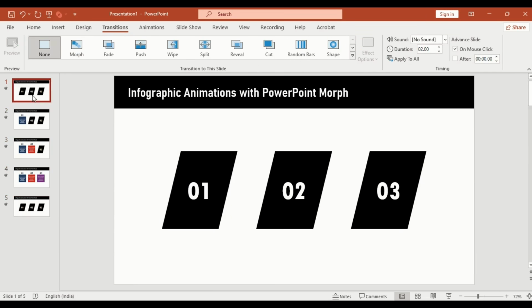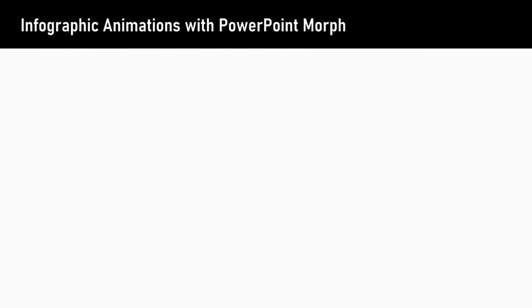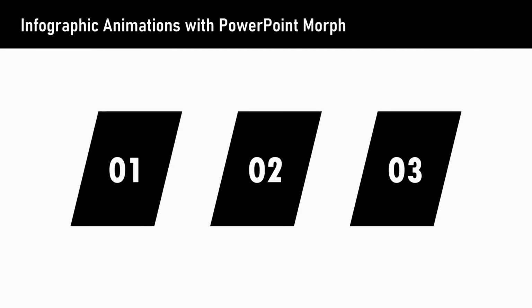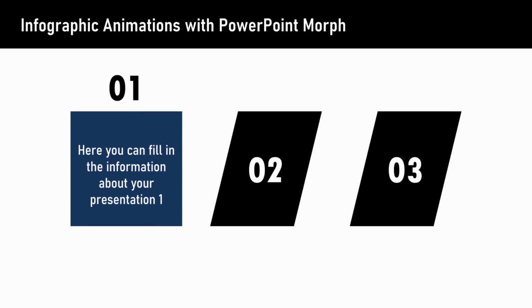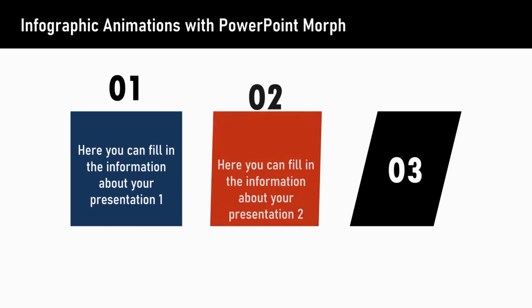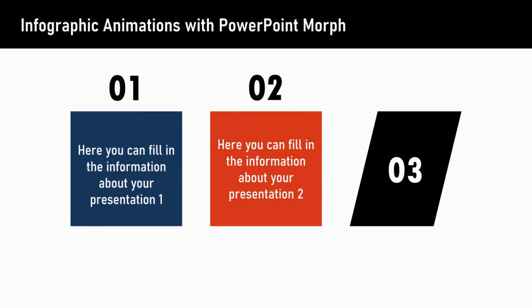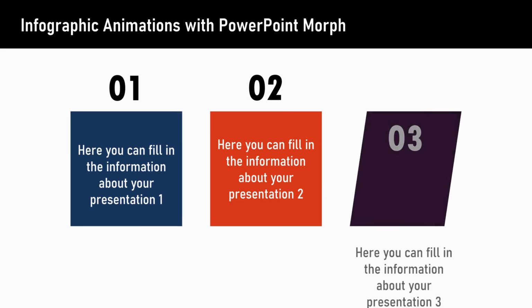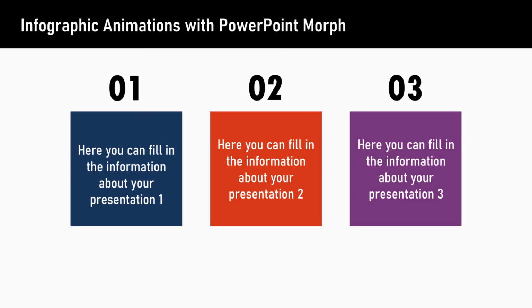When you play the slideshow, you will see your shape and text transform smoothly from one list item to the next, creating a modern, clean infographic animation. And that's it. You just created a professional list infographic animation using only the Morph transition in PowerPoint.